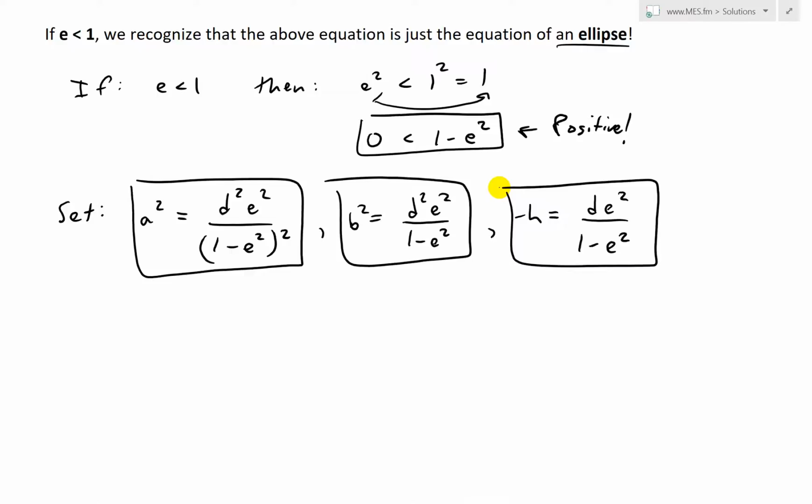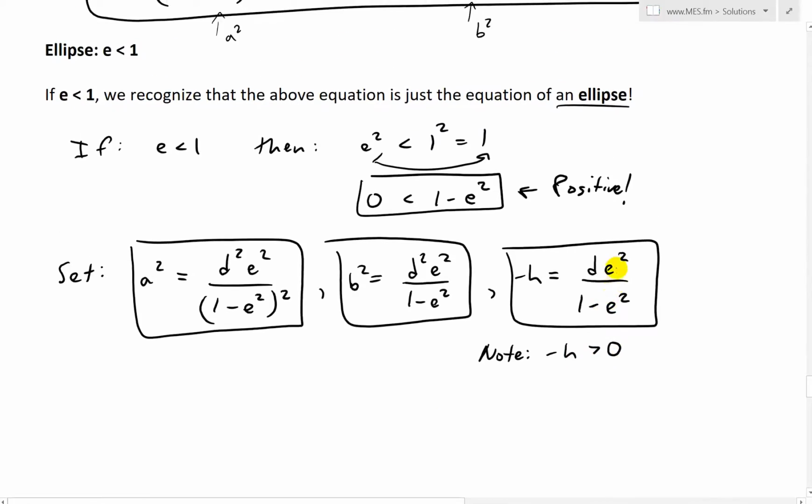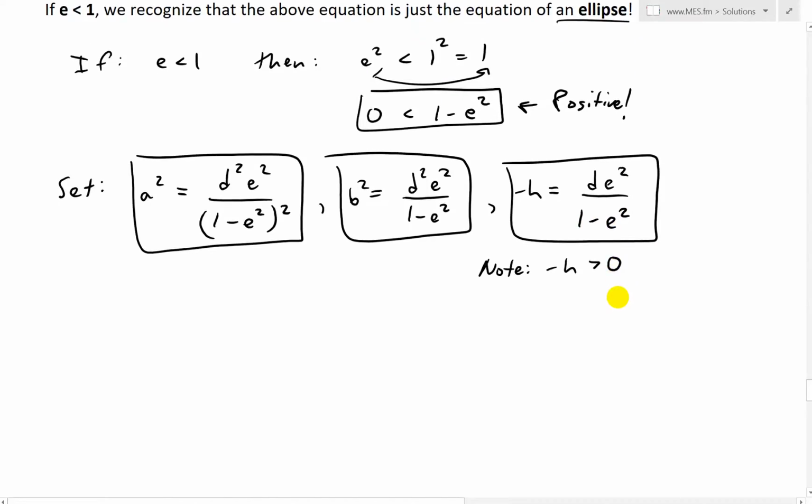And note here, I'll write: note, negative h is greater than 0 because this is always going to be positive. d e squared over 1 minus e squared is always greater than 0, as shown above. So thus we have h is less than 0, so h is going to be negative there. Just a little note. My calculus book just uses negative h over there.